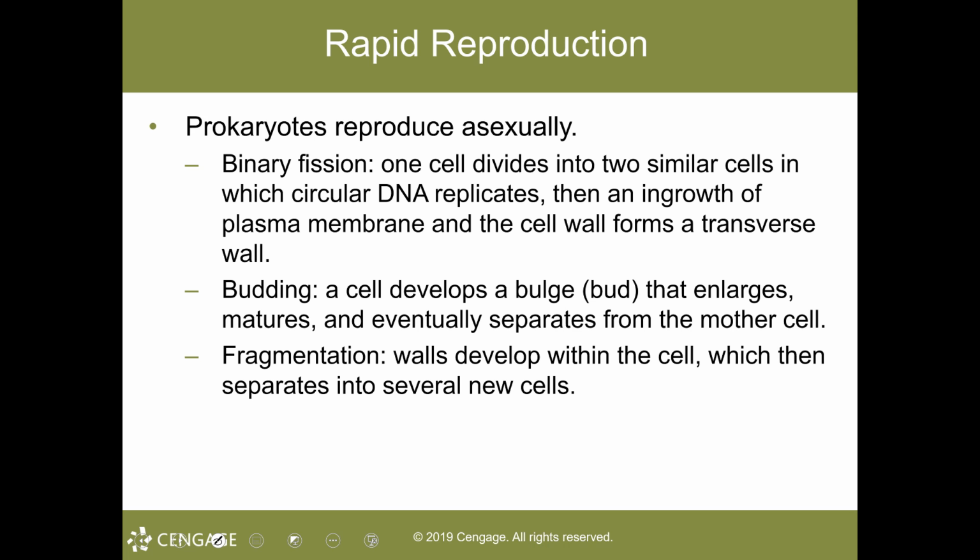Budding also occurs, and in budding, the cell develops a bulge or bud that enlarges, matures, and eventually separates from the mother cell. Lastly, some prokaryotes divide by fragmentation. Here, the walls develop within the cell and then separate into several new cells.